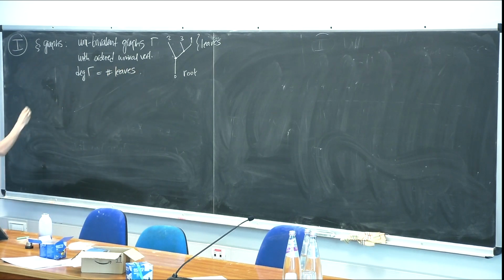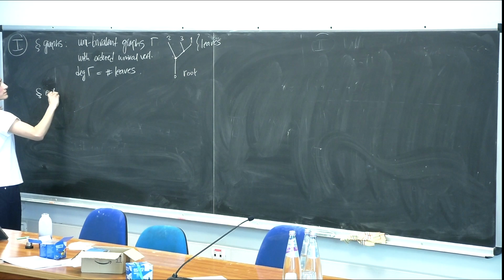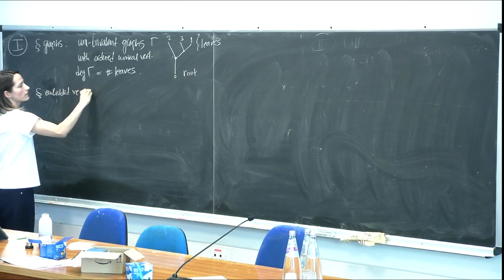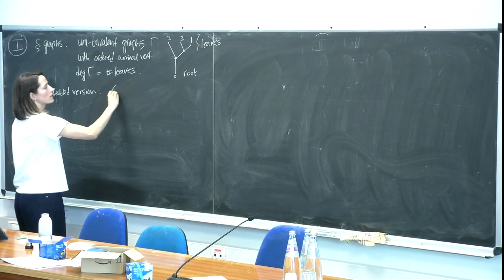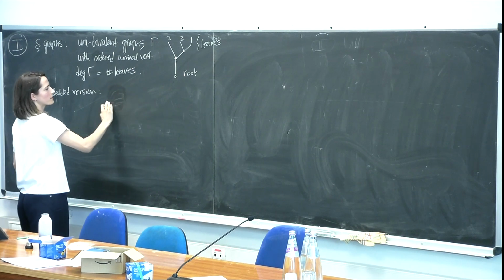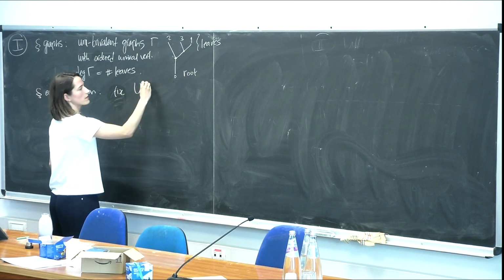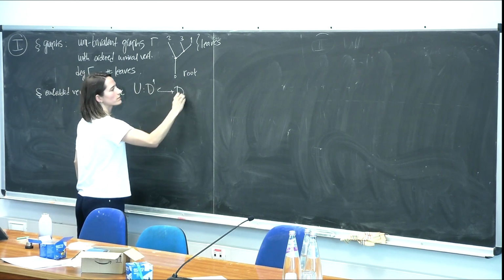Okay, so that's graphs. Then this is like abstract graphs. Then what is an embedded version? An embedded version of a graph will be, well, we will first fix a knot. And you can think of it as the unknot. That's the simplest, D1 in D3.